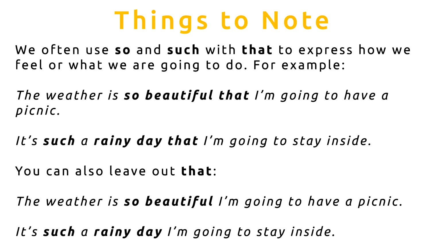We often use so and such with that to express how we feel or what we are going to do. So look at these examples. The weather is so beautiful that I'm going to have a picnic. So in this example, I used that to say what I'm going to do. Because the weather is so beautiful, I'm going to have a picnic. So that extends the sentence.